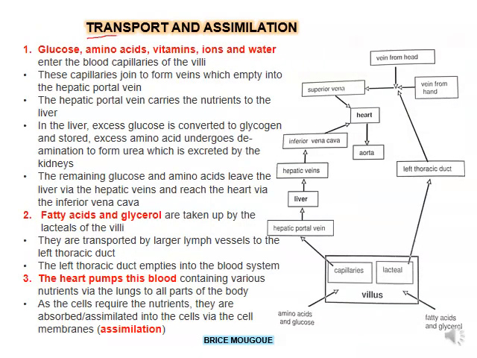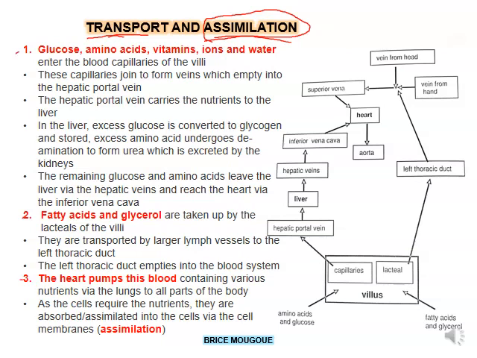Transport and assimilation. In this case of transport, we're looking at how the nutrients, the breakdown products of digestion, are transported to various parts of the body and distributed to the various cells. And in assimilation, this involves the taking in of these soluble, simpler substances, nutrients, by various cells of the body. So how does transport and assimilation occur? Three stages: 1, 2, and 3.